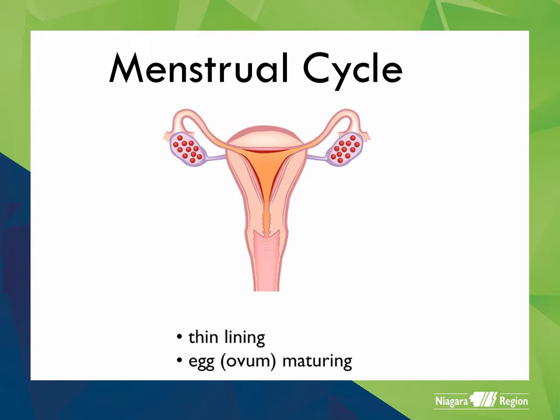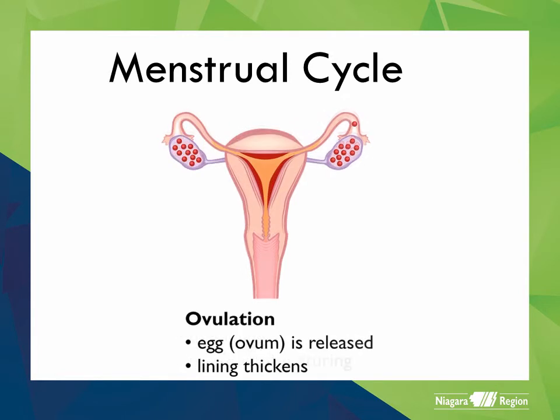The reproductive cycle in humans and other primates is called the menstrual cycle. The menstrual cycle is a series of cyclic changes that the uterine endometrium goes through each month. During the first stage of the menstrual cycle, the endometrium layer is thin, during which the maturation of the egg cell occurs.